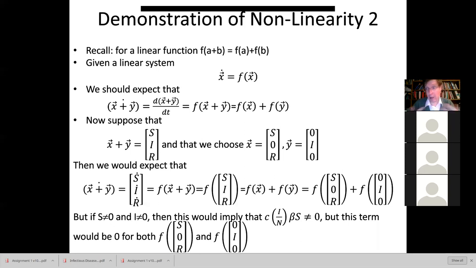So in this case, it breaks down for infectious disease models because we have this term C times I over N times beta times S, this term that multiplies S and I, okay? And here, for linearity, we would expect that if we only simulated the model with susceptibles and recovereds on the one hand, and then separately we simulate it with just infectives, for a linear system, we would expect the two to add together to give us its behavior with respect to all the people, S and I and R. And it doesn't work that way because the system has this formula involving infection.